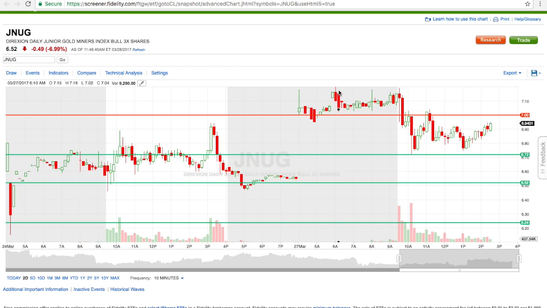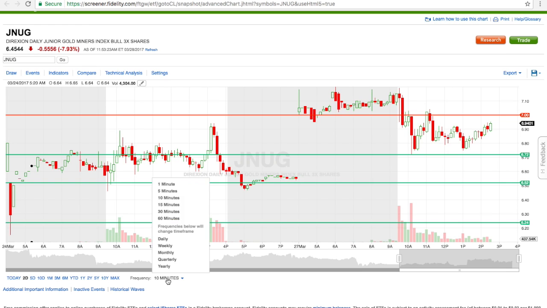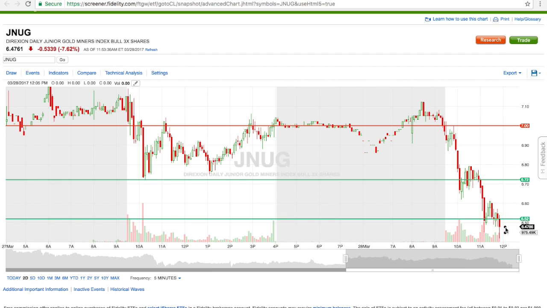Alrighty guys, so I'm actually trading JNUG right now, and this is a perfect example. JNUG right now is at 6.45, so it actually took quite a dip. And I'm going to refresh my screen so you guys can actually see what I'm talking about. So right now it showed it. Now you can actually see the live.